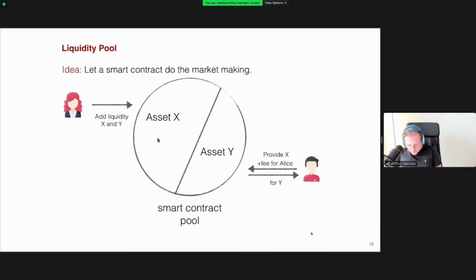And we have Bob here. He is, for example, providing an asset X in return for an asset Y. And he's also paying a small fee to Alice. So he's the trader. She's the liquidity provider.